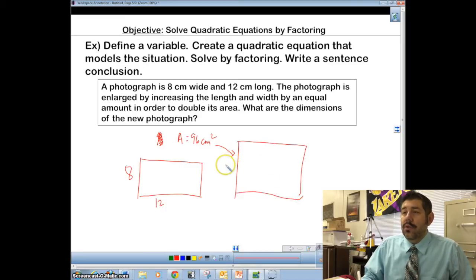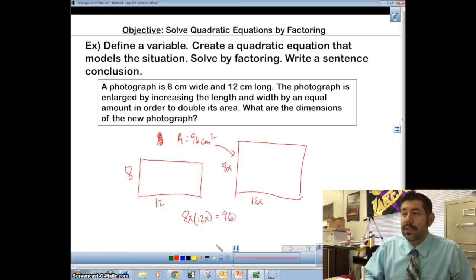So we have 8x and 12x. I don't know, I'm going to multiply each one by the same amount. I just don't know how much it is. So that's what x is. So 8x times 12x is going to be equal to 96. And then I would solve that, okay? And it looks like it's equal to 1.